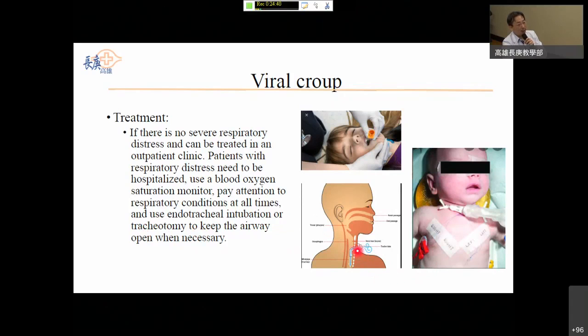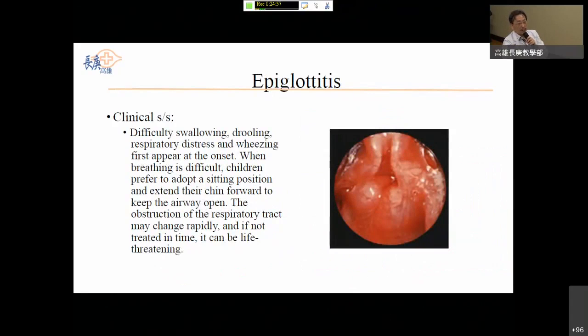We have to cut a hole in the trachea and put a tube directly into the trachea. This is what we call tracheostomy, and it helps the baby breathe through a machine. And the second type of croup is epiglottitis. Epiglottitis is a much more severe form than viral croup.